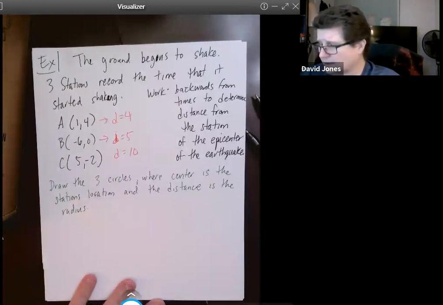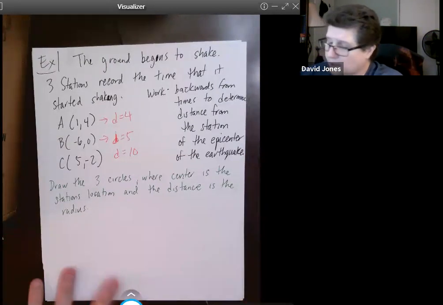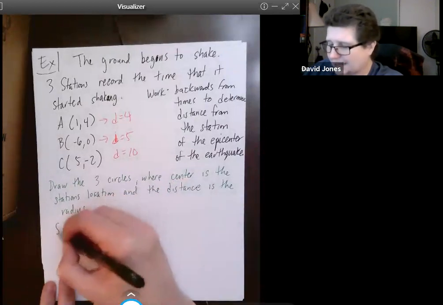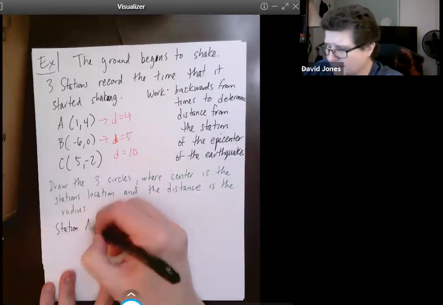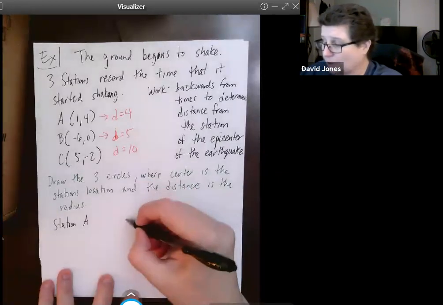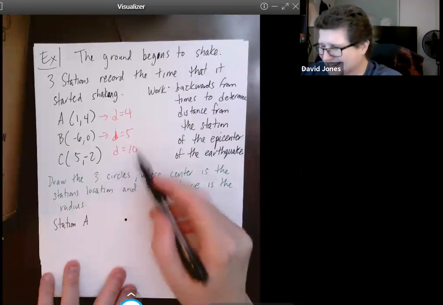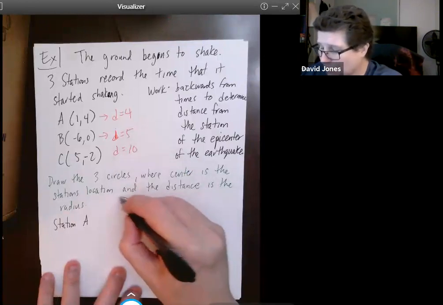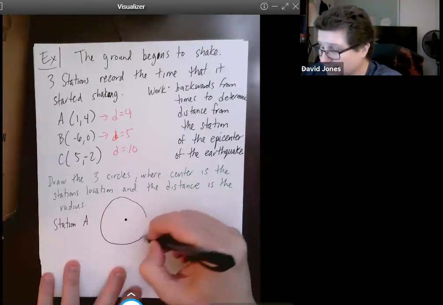Okay, so they don't know where the earthquake is. I'm not going to work out the whole problem, but this is where it shows up. For station A, the center is at (1, 4). The time it takes tells them the earthquake happened somewhere in the distance around it.